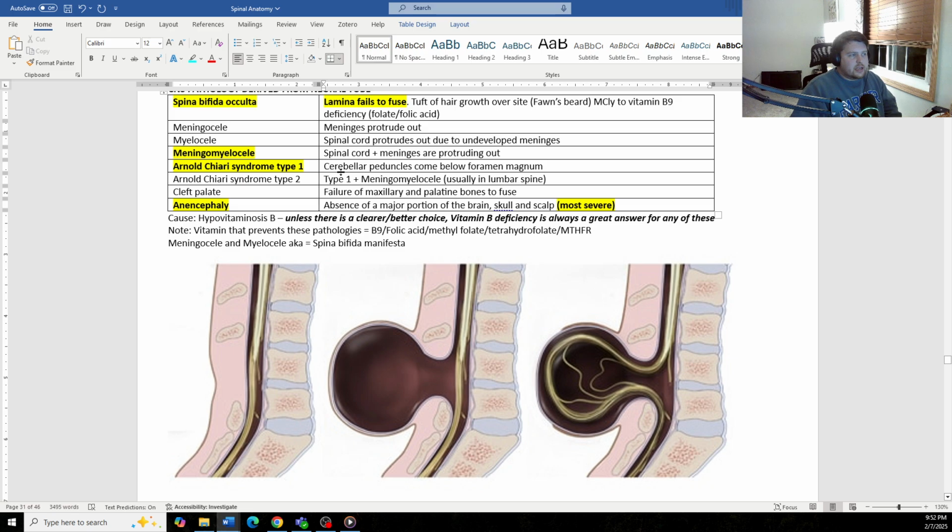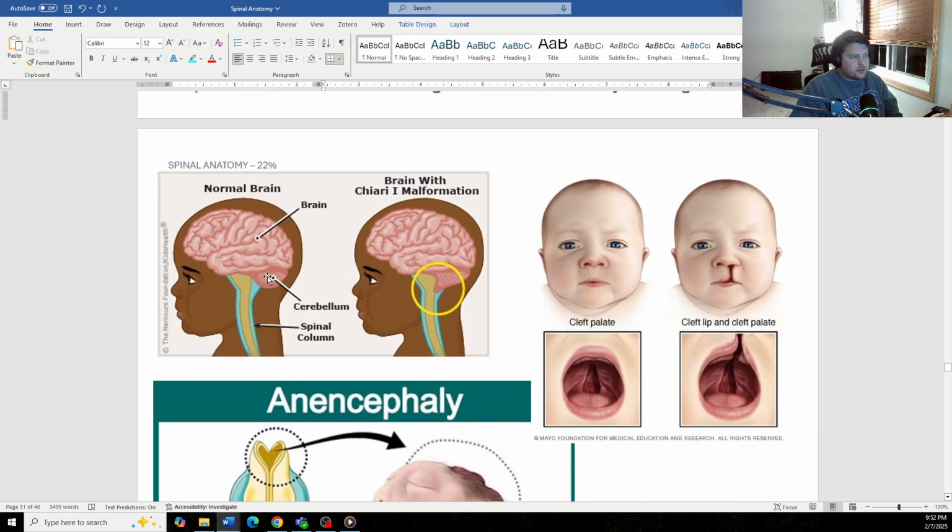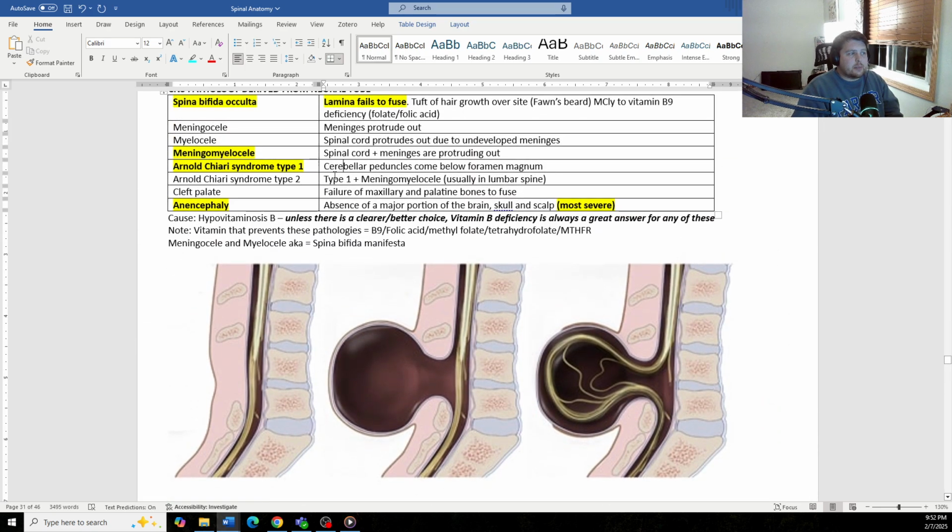Type 1, the cerebellar peduncles. So here's the cerebellum right here. Basically, the cerebellum is down a little too far and gets squished with the brainstem. So that's our Arnold-Chiari type 1 malformation. Type 2 is the same thing as type 1, but plus, we also have a meningomyelocele somewhere in the spine, typically in the lumbar spine.